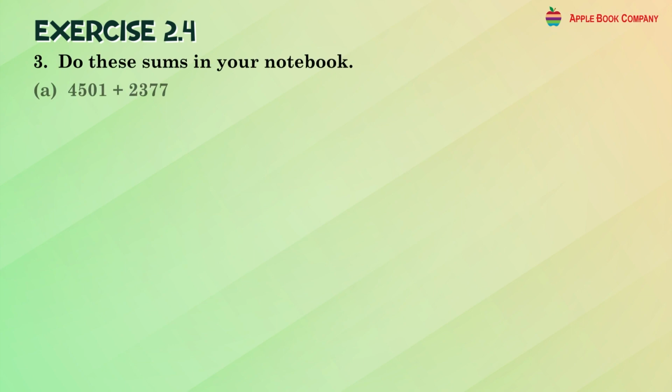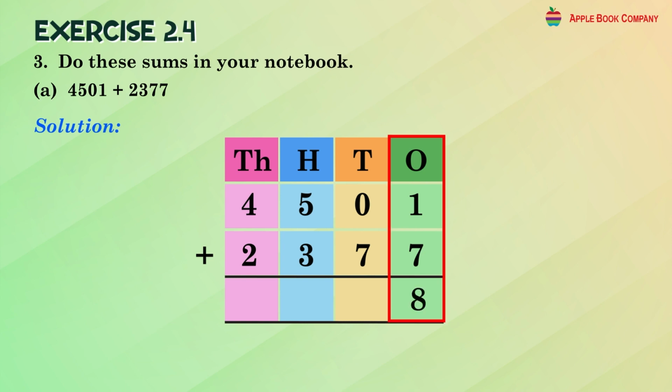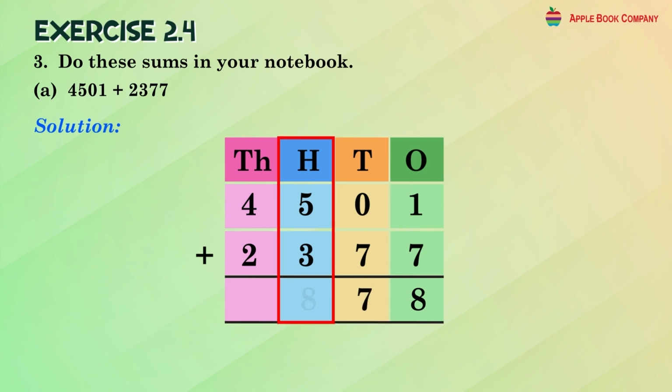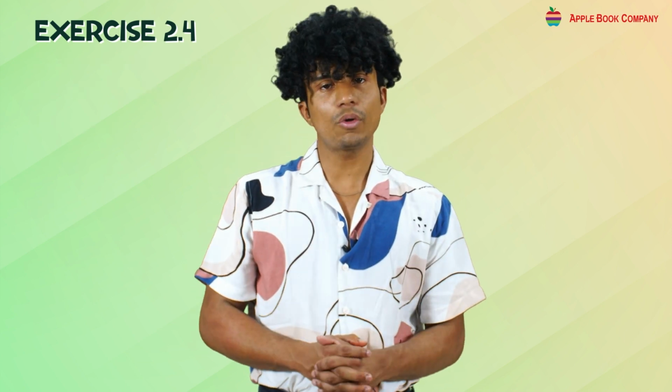The given number is 4501 plus 2377. 4501 plus 2377 gives us 7 plus 1 in ones gives us 8. 0 plus 7 gives us 7. 5 plus 3 gives us 8 in hundreds, and 4 plus 2 in thousands gives us 6. Therefore, the answer is 6878. Find the sum of the following.